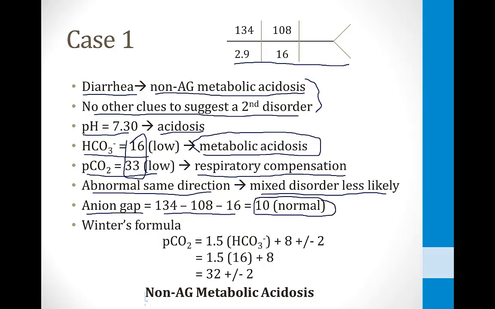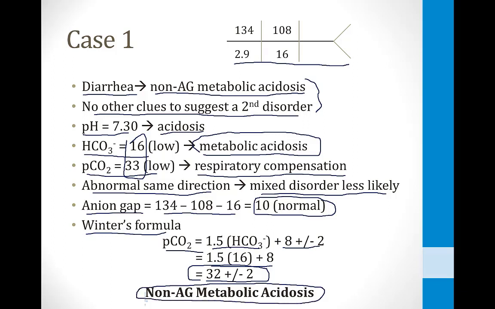Now, anytime you have a metabolic acidosis, it doesn't matter what kind, you use Winter's formula to determine the expected PCO2. So now we're going to use Winter's formula. The PCO2 expected based on Winter's formula is 1.5 times the bicarb plus 8, plus or minus 2. So that's 1.5 times 16 plus 8, or 32, plus or minus 2. So we should have a CO2 anywhere from 30 to 34 if we're going to have normal compensation, and we do. Our PCO2 is 33. So this is a simple non-anion gap metabolic acidosis with no secondary disorder.